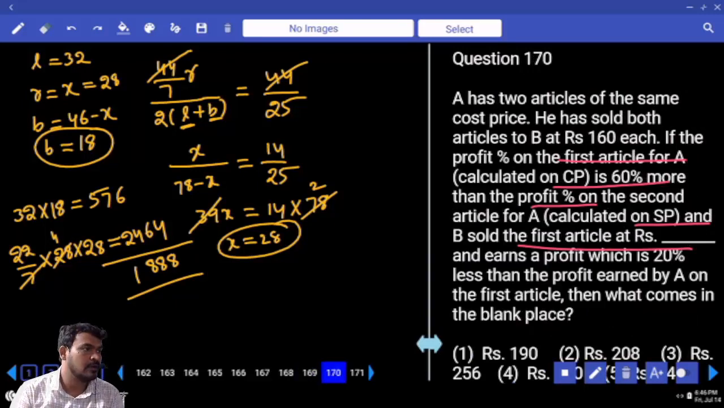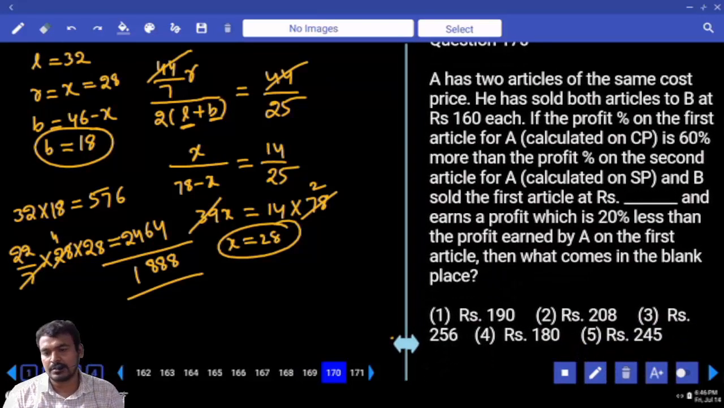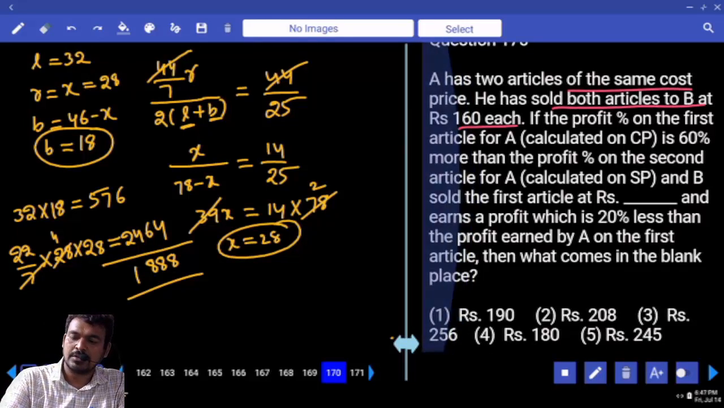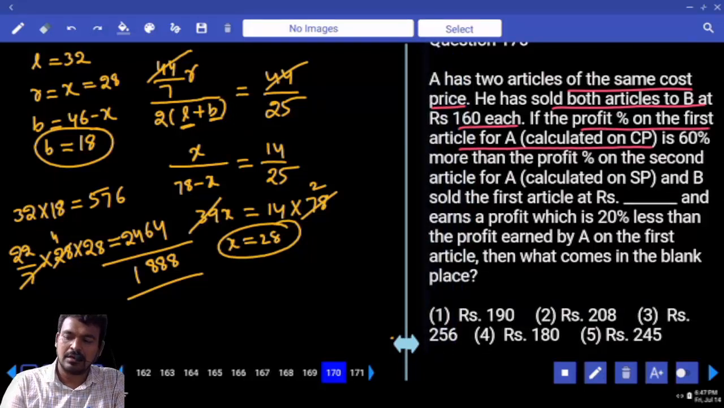Next question number 170. A has 2 articles of the same cost or different cost? Same cost price. He has sold both articles at 160 each. And what is each one's selling price? 160. And each one's cost price is also the same or different? Same. If the profit percent on the first article for A is calculated on which one?